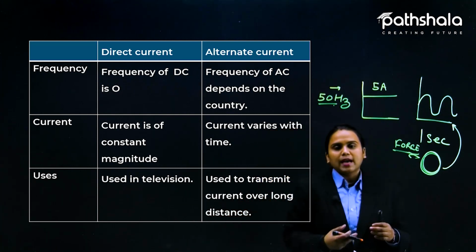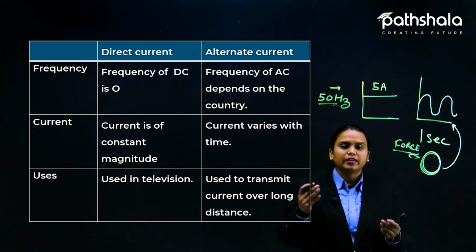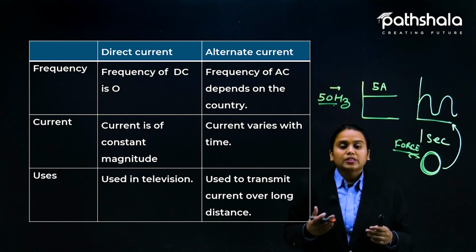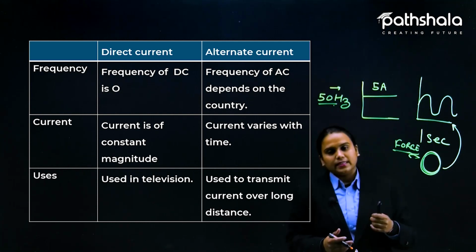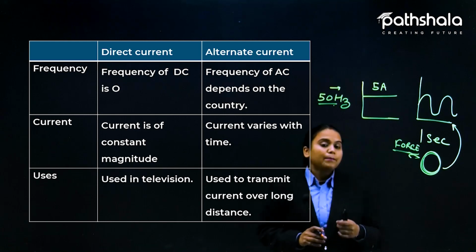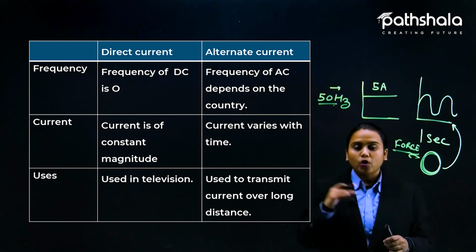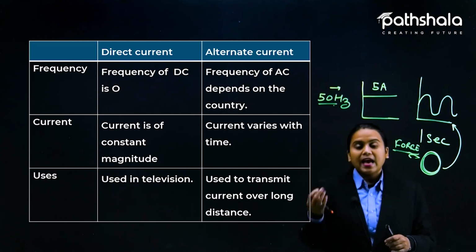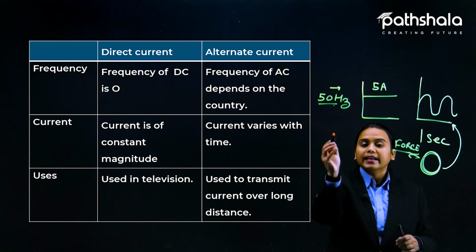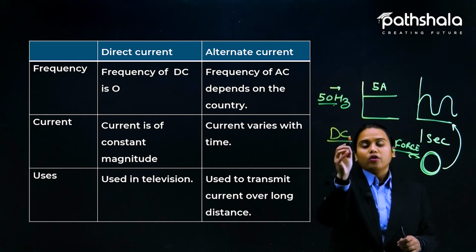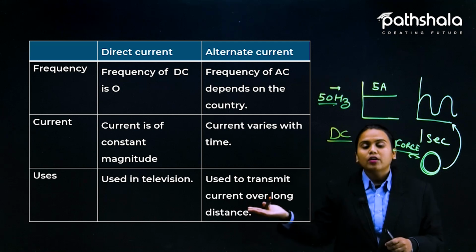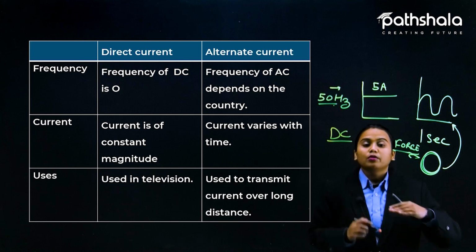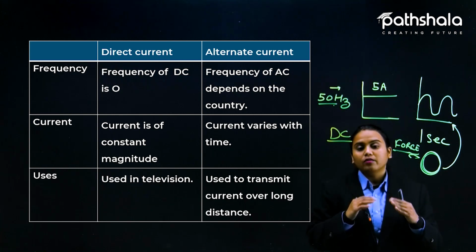It is one example among lots of other things where we can use direct current, but alternate current is used to transmit current over long distances. Mainly its use is this, because in earlier times that was the problem. Earlier we had just defined what current is, and in that case we had discovered direct current only. Later on Nikola Tesla discovered alternate current, and what he observed is that generators can cover long distances with it.